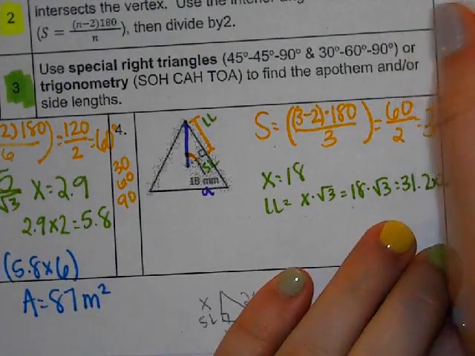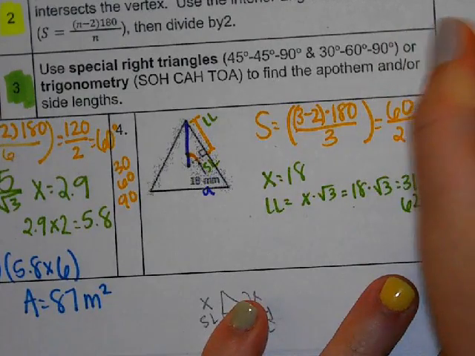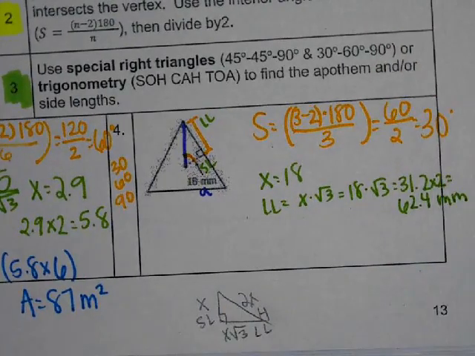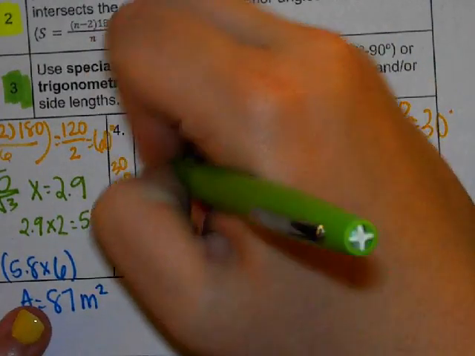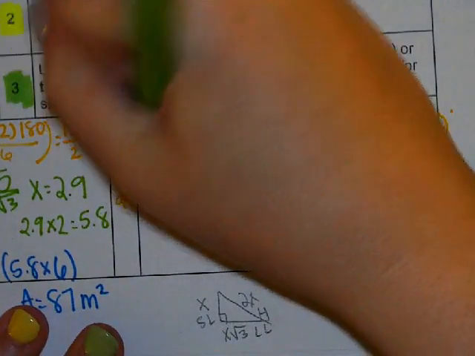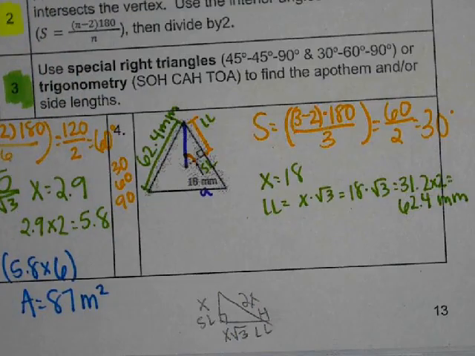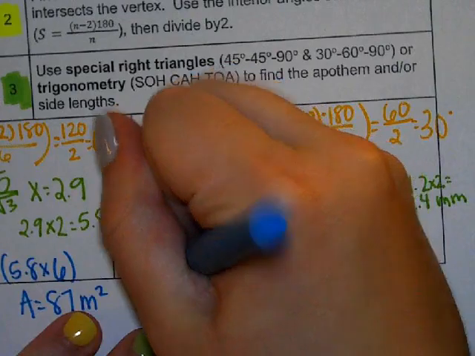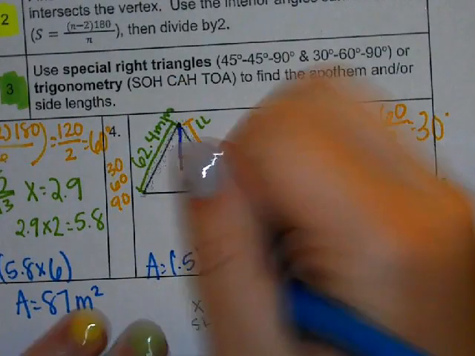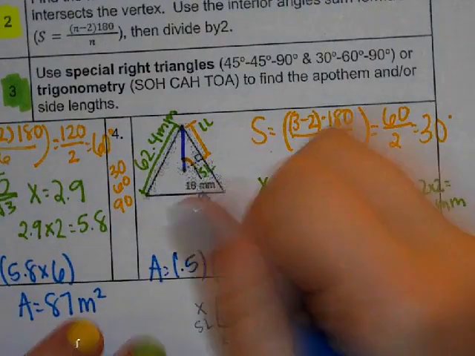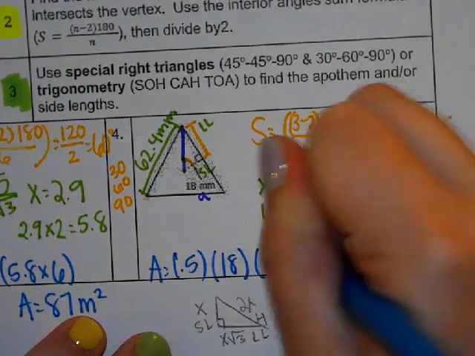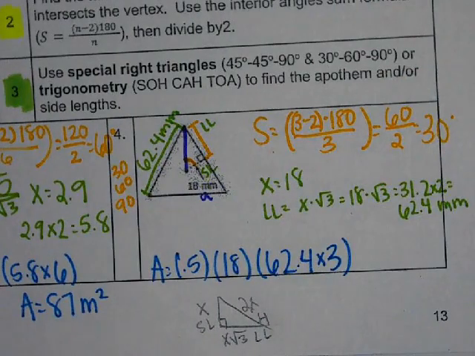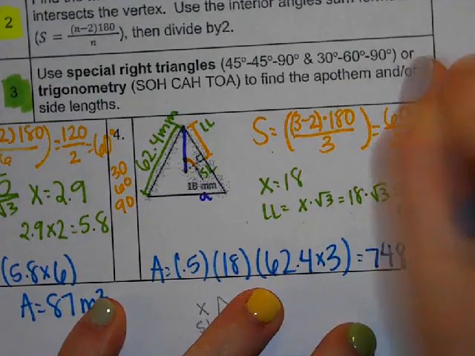That gives me 62.4 millimeters for the side length. So this whole side here, and all of the other 2 sides are 62.4. Now I'm just going to fill in my formula. Area is equal to 0.5 because it's easier, times the apothem, which is 18, times the side measure, times the number of sides. When I type all of that in my calculator, I am left with 748.8 millimeters squared.